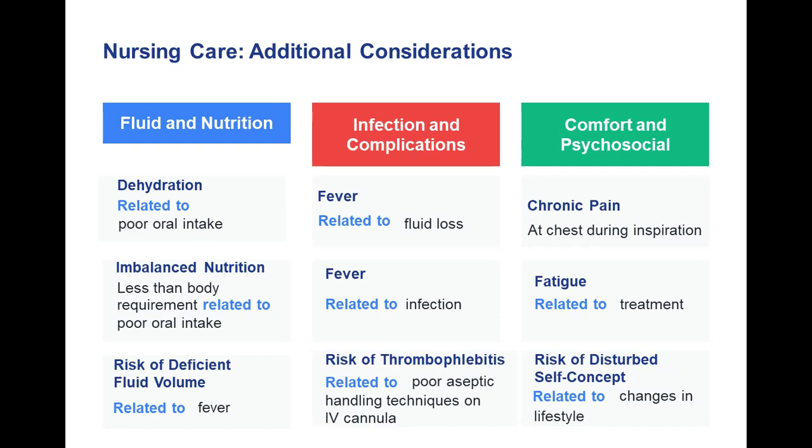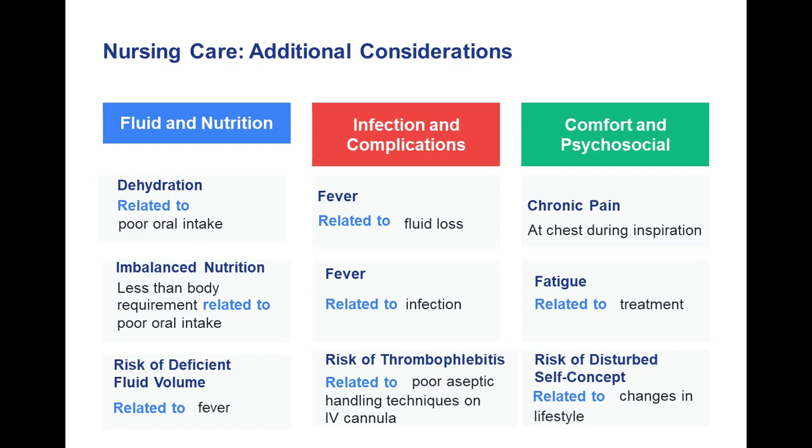Our last set of nursing diagnoses addresses the holistic care of the patient. Chronic pain is a possibility, especially pleuritic chest pain, which is severe at the chest during inspiration. Pain management, including splinting the chest during coughing, is essential.